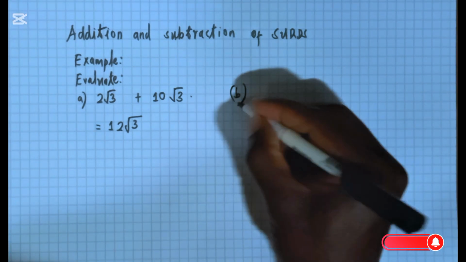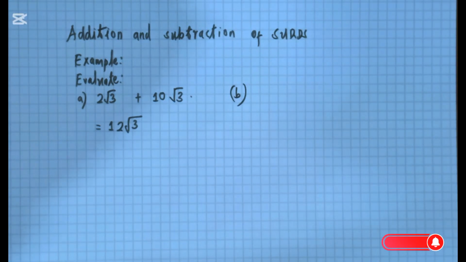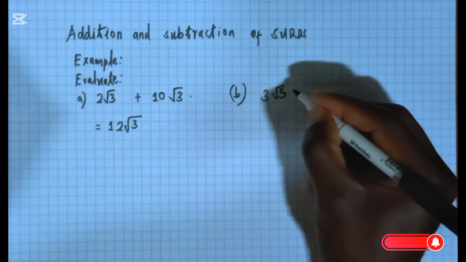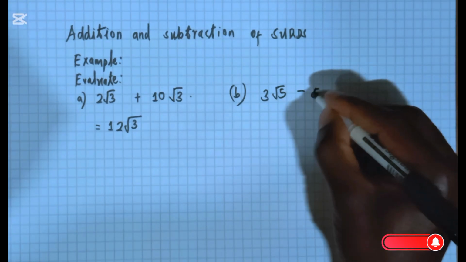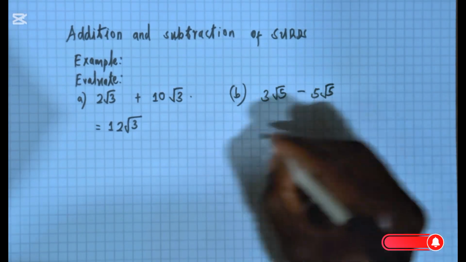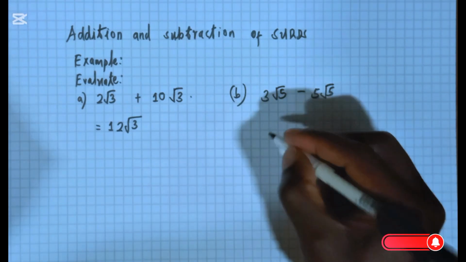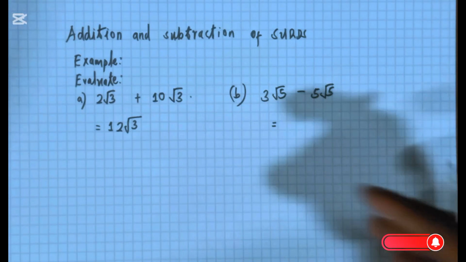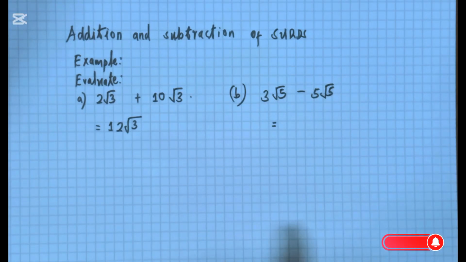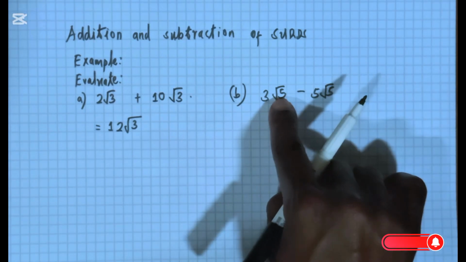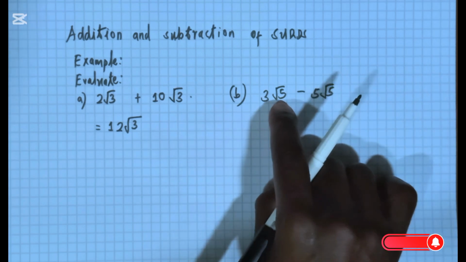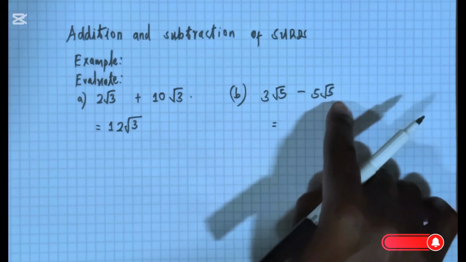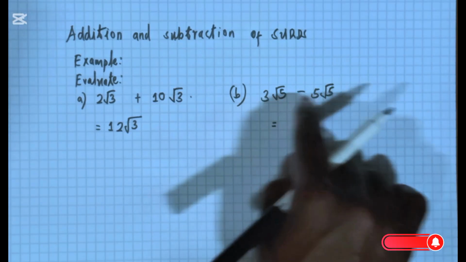So for the second example, that is B, I'm going to have 3 root 5, okay, minus 5 root 5, okay? 3 root 5 minus 5 root 5. And so the same thing, we have to first of all check if they're like surds. And we say that they're like surds if the number under the root sign is the same. So this here is root 5, this is also root 5. So they are actually like surds. That therefore means that we can actually subtract them.